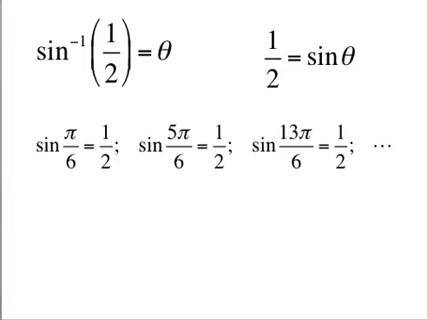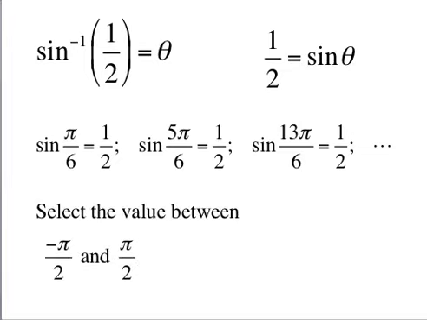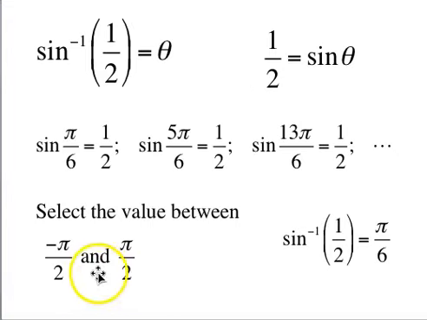This is where that range comes in handy, because we said the range had to be between negative pi over 2 and pi over 2. 5 pi over 6 is not in that range. 13 pi over 6 is not in that range. None of the other values I gave you were in that range. So the only one is pi over 6, and that will be the arcsine of 1/2. There can only be one answer. If it's a function, we can only have one answer, and the arcsine of 1/2 will be defined as pi over 6, the one value between negative pi over 2 and pi over 2.